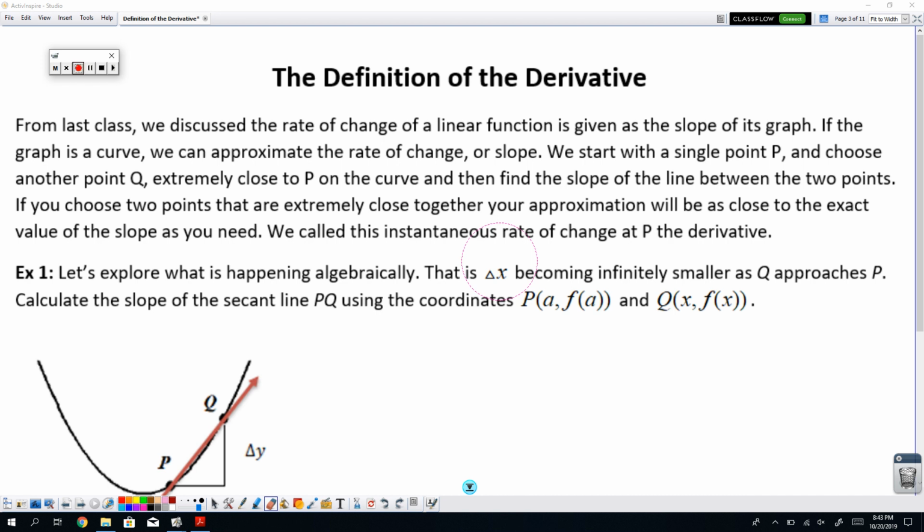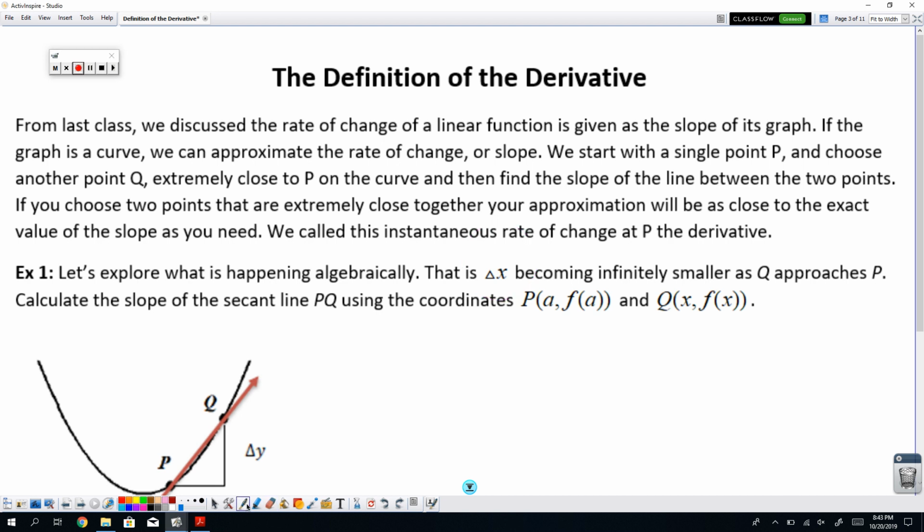If you choose 2 points that are extremely close together, your approximation will be as close to the exact value of the slope as you need. We call this the instantaneous rate of change at P, the derivative. So remember, the derivative is probably one of the most important things that you're going to learn in calculus. So we're going to want to make sure that we have a really good understanding of what this means.